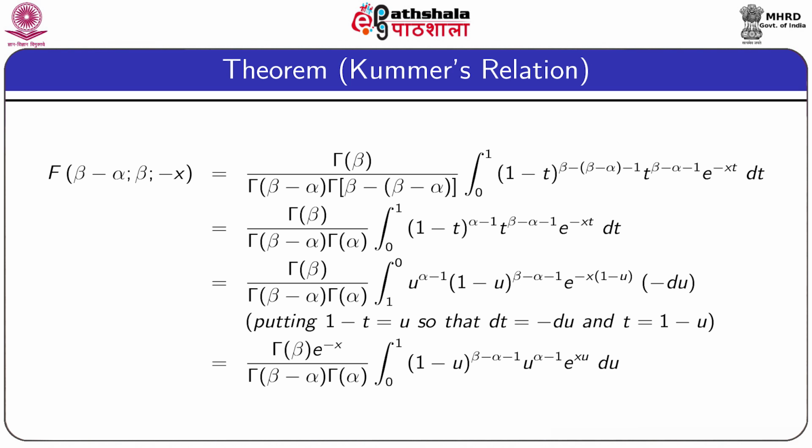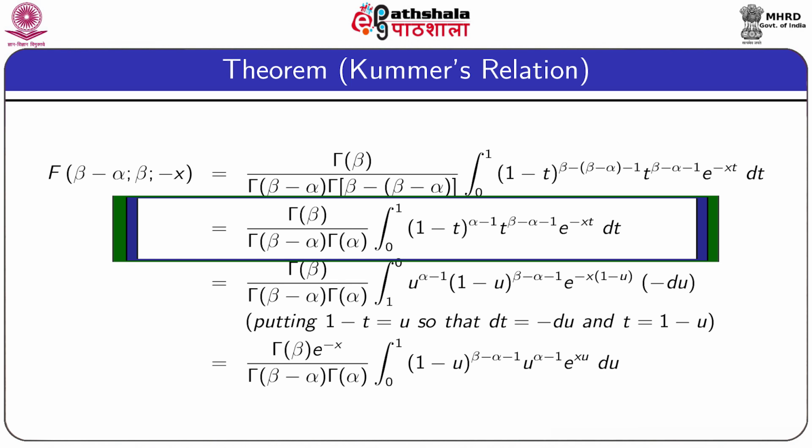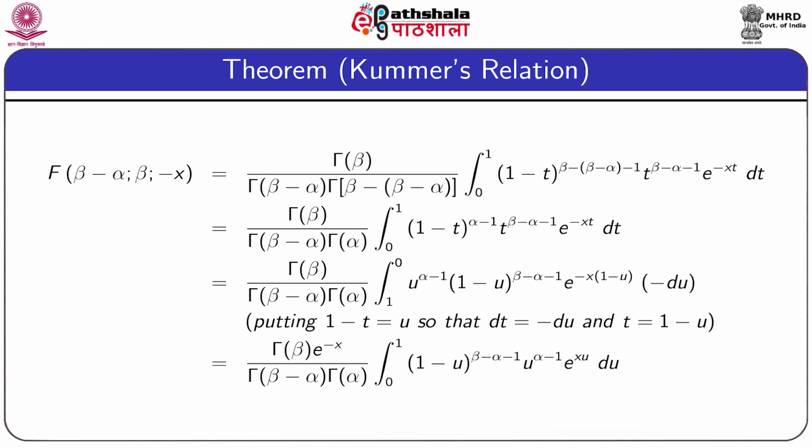F(beta minus alpha, beta, minus x) is equal to gamma beta divided by gamma of beta minus alpha gamma of beta minus alpha, integral from 0 to 1 of (1 minus t) to the power beta minus alpha minus 1, t to the power beta minus alpha minus 1, e to the power minus x t dt, which can be simplified in the form gamma beta divided by gamma of beta minus alpha gamma alpha, integral from 0 to 1 of (1 minus t) to the power alpha minus 1, t to the power beta minus alpha minus 1, e to the power minus x t dt.